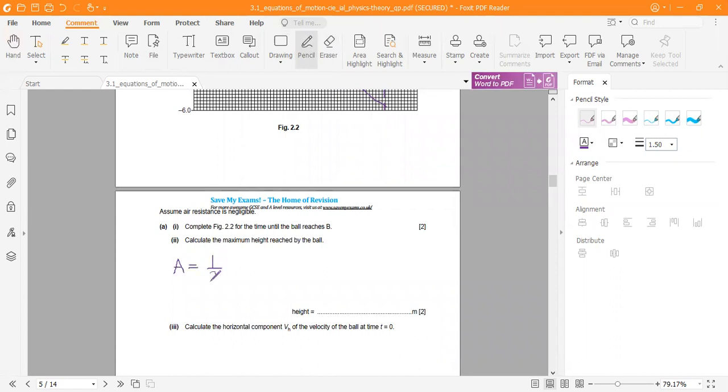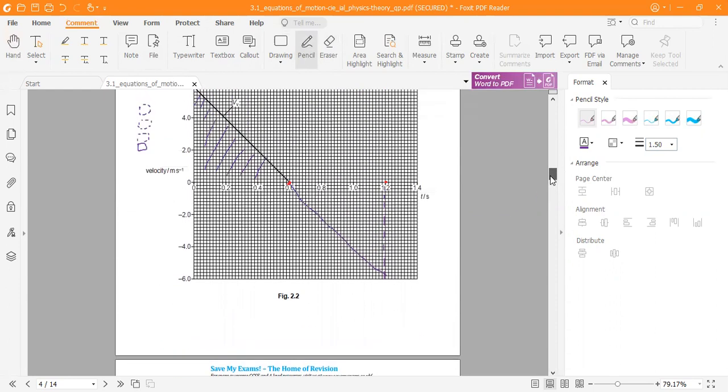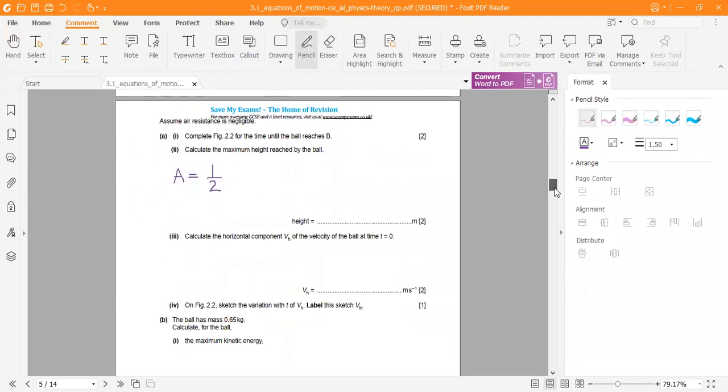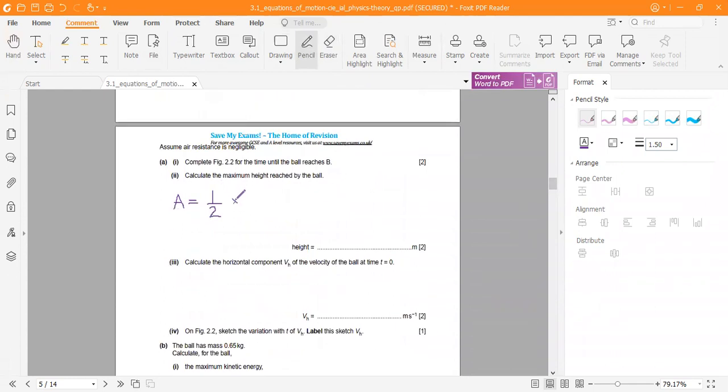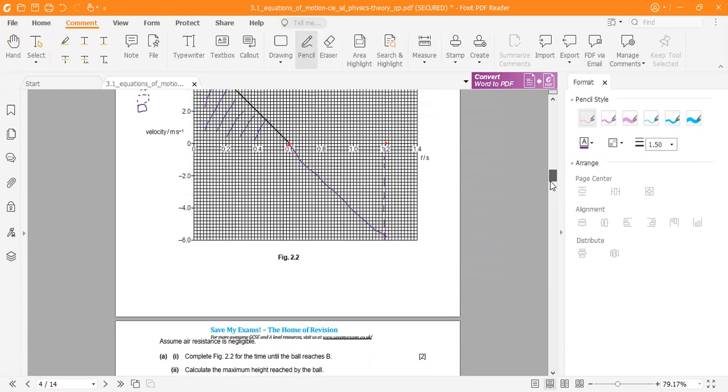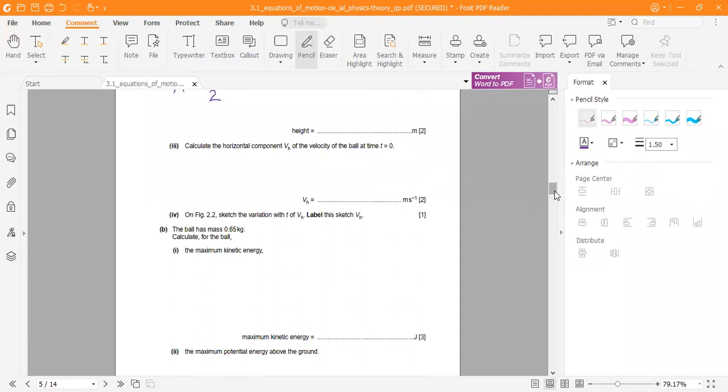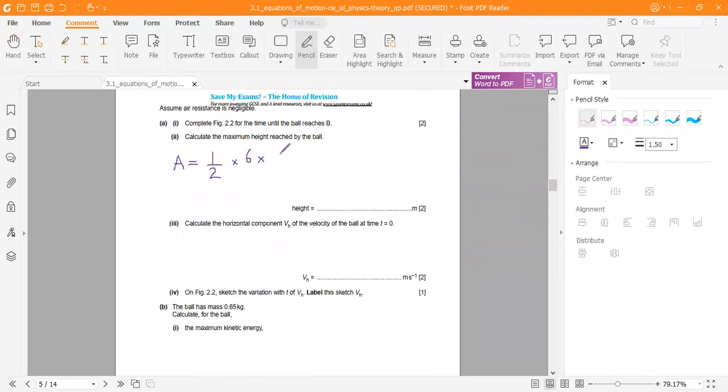So 1 by 2. What's the height of this triangle? Almost 6. Multiplied by 6, multiplied by width. What is the width? 0.6. Wait, 6 into 0.6. This will give me 3.6, and dividing by 2, I will get 1.8. So the distance under this graph will be 1.8 meter.